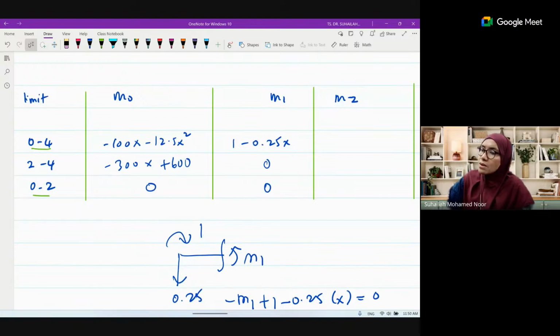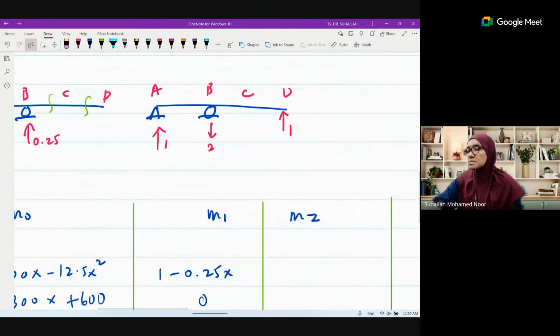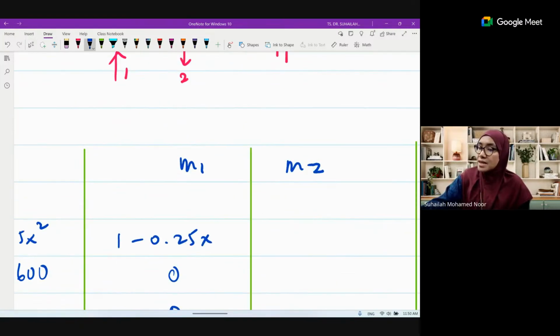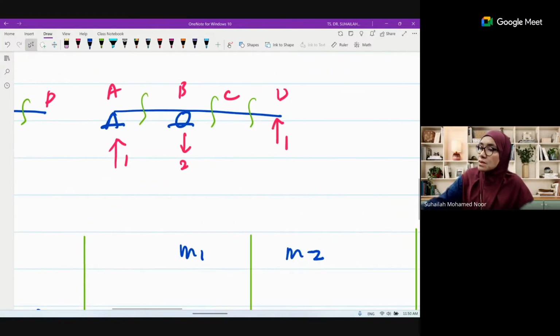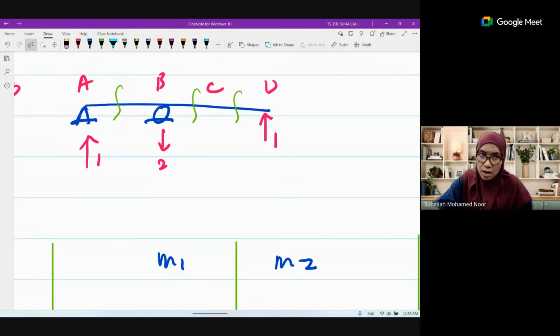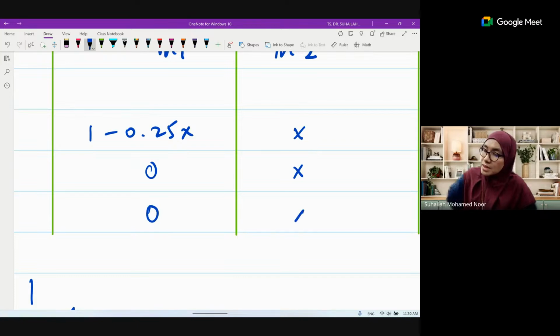Okay, now we move to M2. Again, we have 1, 2, and 3. What is the first one? X. Okay, this one is x. What about the second and the third one? X also, the same. So this is x, and this is also x.